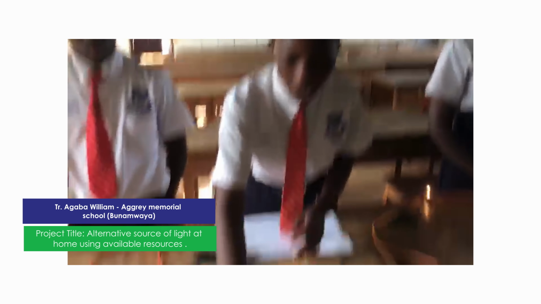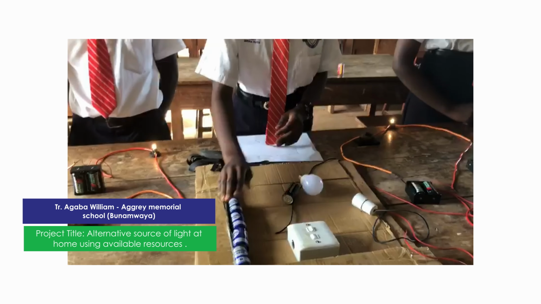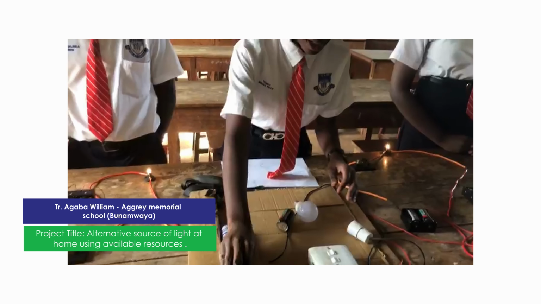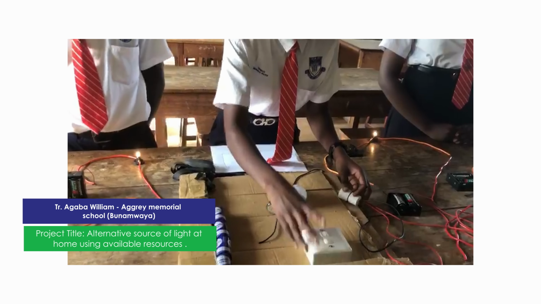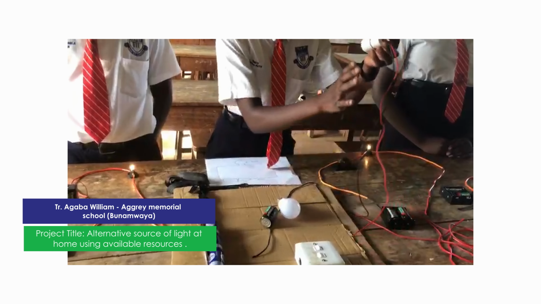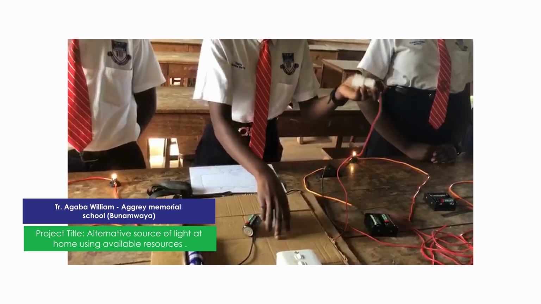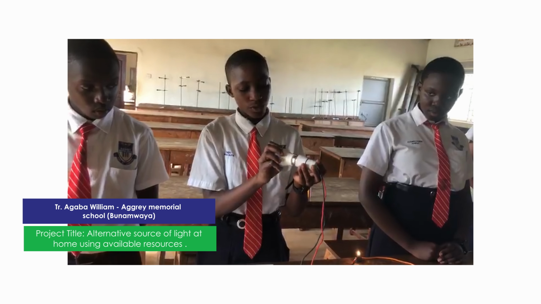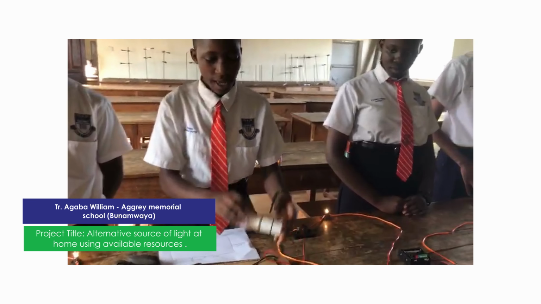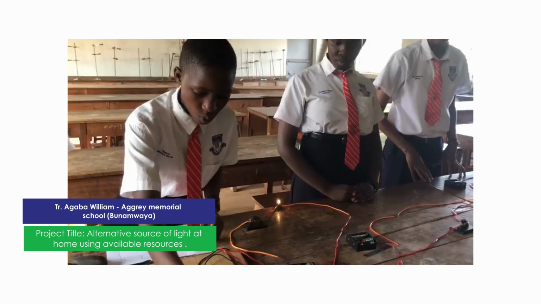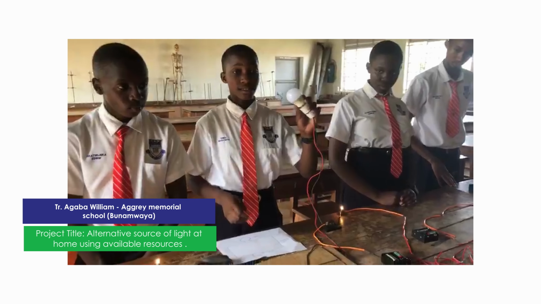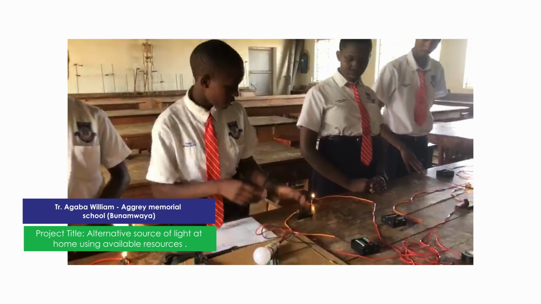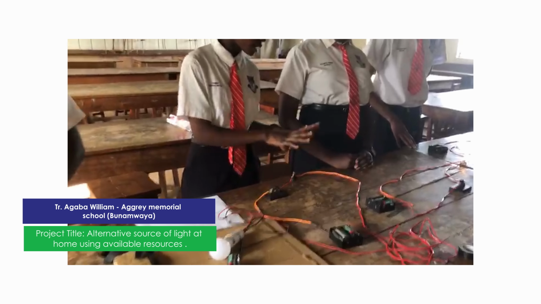You arrange the dry cells in series, and then you connect the dry cells to the switch. Then you connect the switch to the bulb holder, and you put the bulb into the bulb holder. And then after you switch on the switch, you will be able to get light that is much brighter than using these small bulbs.